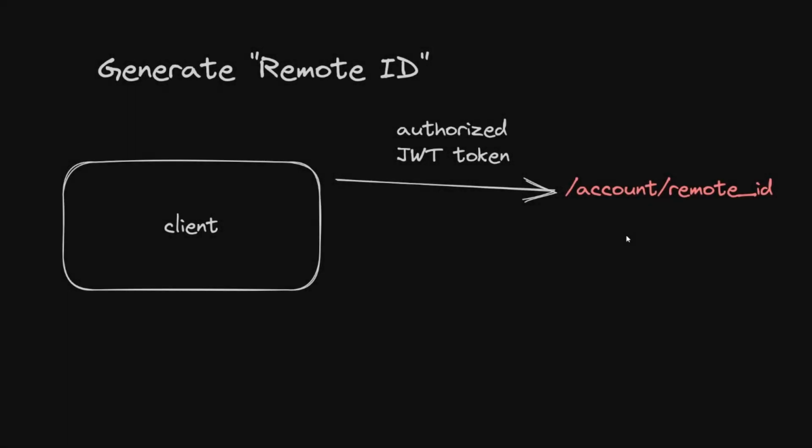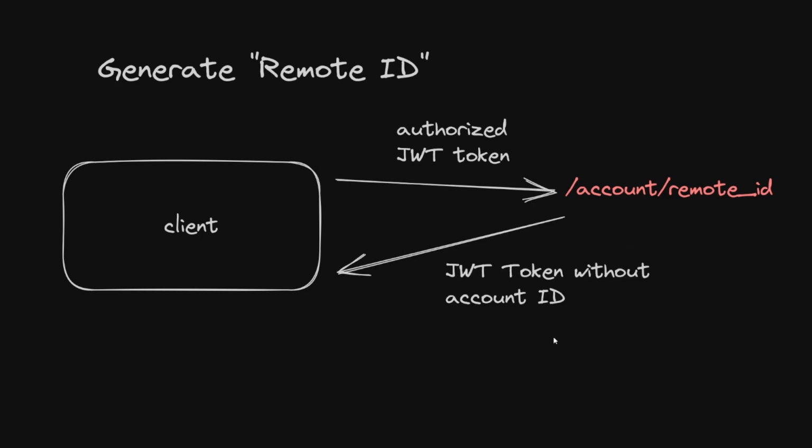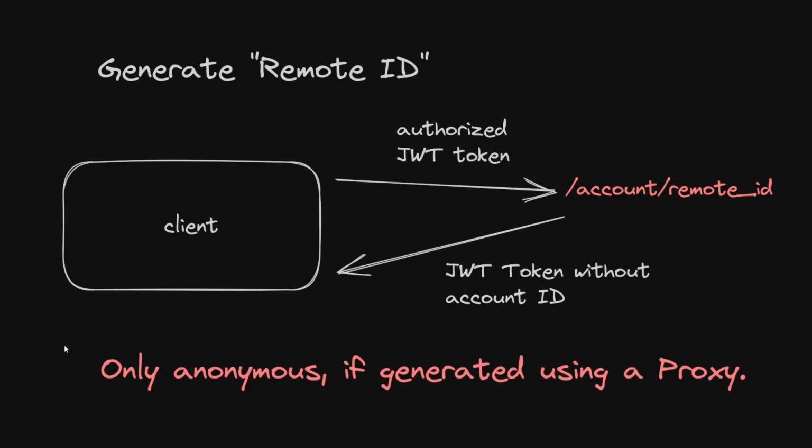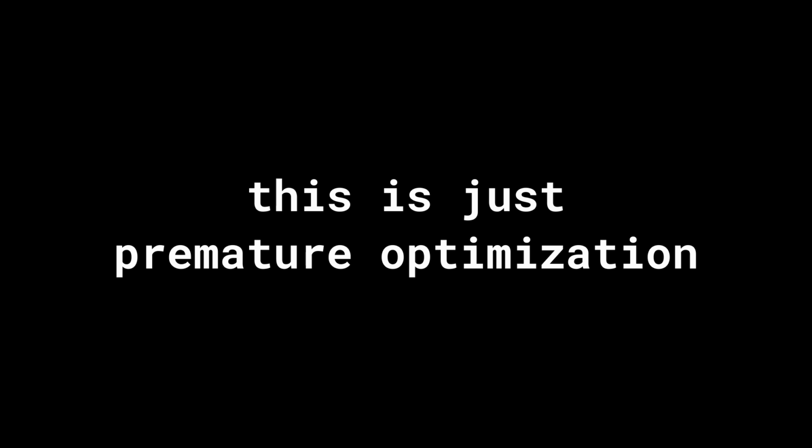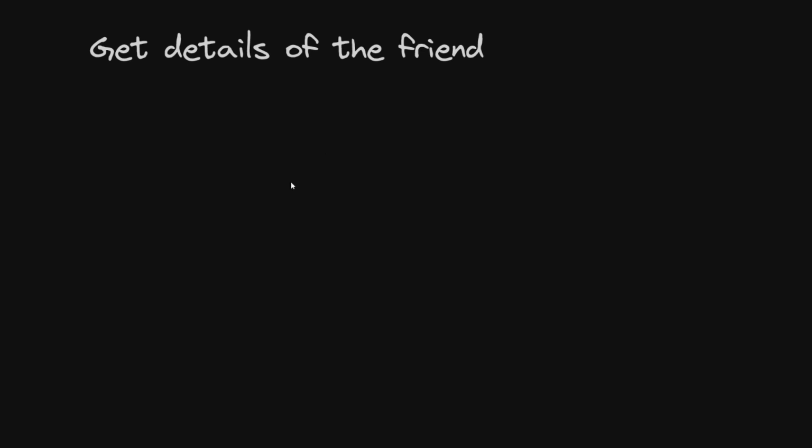For our system, we just use this token to authorize your account with the account ID that is stored inside of it, and then we send back the remote ID, which is just another JWT token that doesn't contain an account ID. I know that the system is kind of pointless if you don't use a proxy or a VPN of some sort, and if you don't find another way to authorize you on the server, but anyway, this is just here to future-proof.